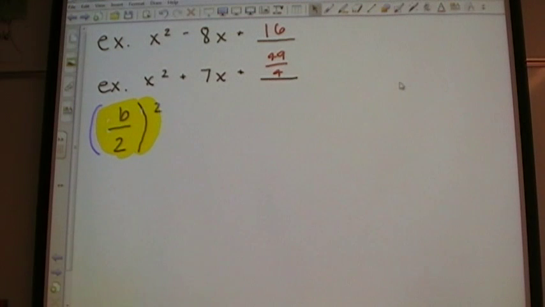Wouldn't it be x minus b over 2 squared for the first one, because the x is in there, right? No, to find your c value, you just take b divided by 2. And b in the first one is negative 8. Divided by 2 is negative 4. Negative 4 squared is 16.